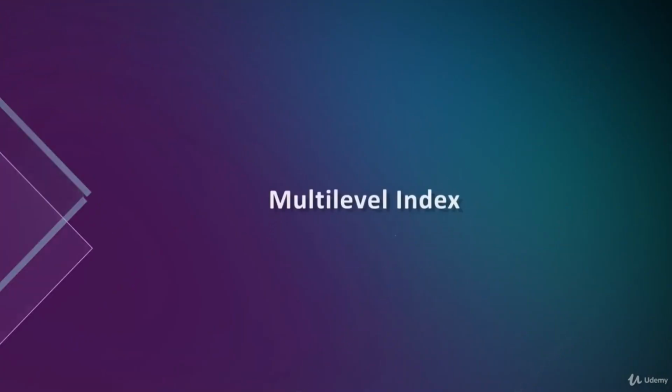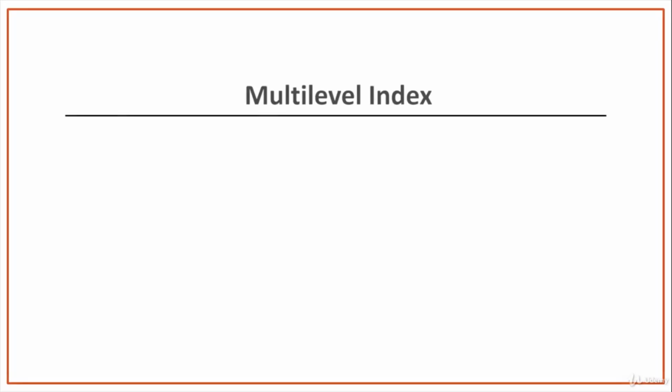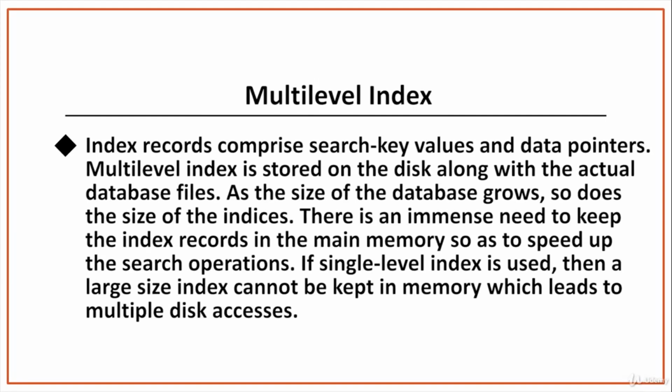Now let's talk about multi-level index. Index records comprise search key values and data pointers. Multi-level index is stored on the disk along with the actual database files. As the size of the database grows, so does the size of the indices. There is an immense need to keep the index records in the main memory so as to speed up the search operations.